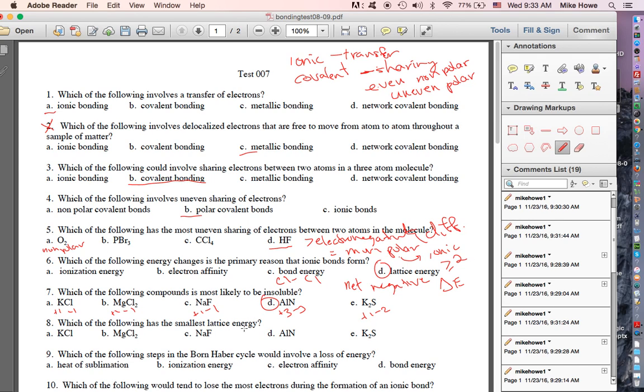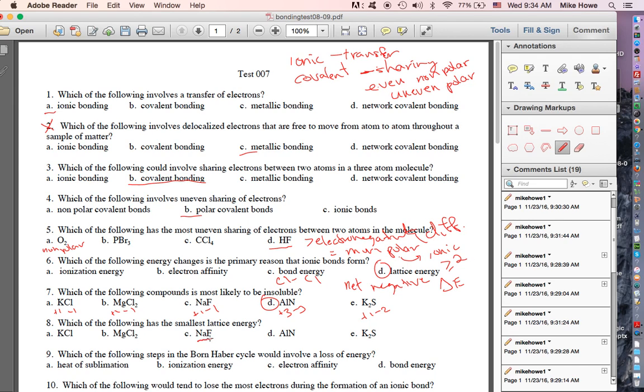Same thing down here, except the opposite. The smallest lattice energy. See, insolubility is related to charge. So the higher lattice energy will be more insoluble. Down here, number 8, the smallest lattice energy, that would be the ones that are going to have the lowest charge. So same elements, I went through the charges, so it's either KCl or NaF.